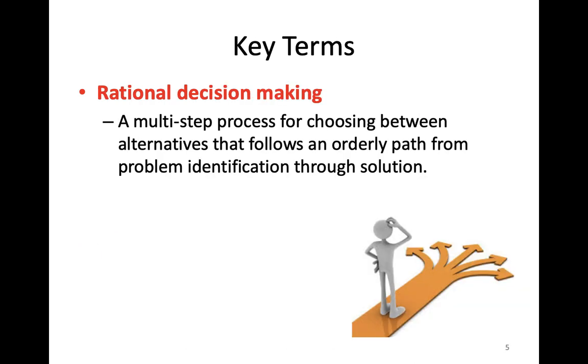Okay. So what does it mean to make a rational decision? Rational decision making is a multi-step process for choosing between alternatives that follows an orderly path from problem identification through solution. And some of the features of rational decision making are that it's based on logic, that it is objective instead of biased, and it involves analysis instead of using one's subjective judgment or even using one's insight, which is often called going with one's gut feeling.